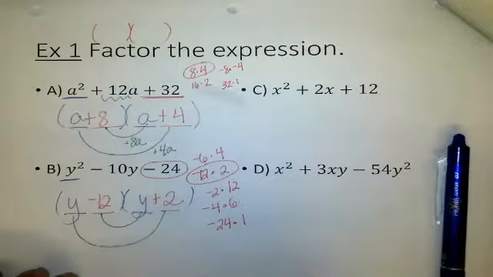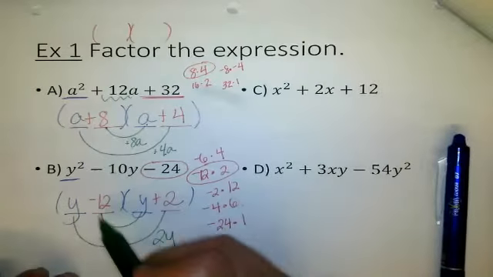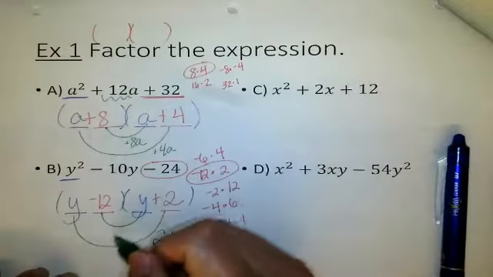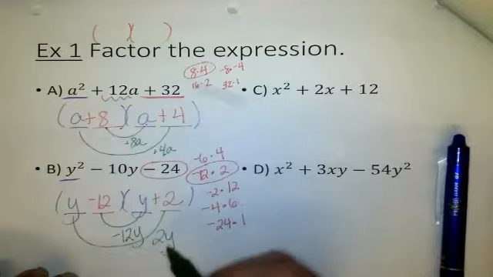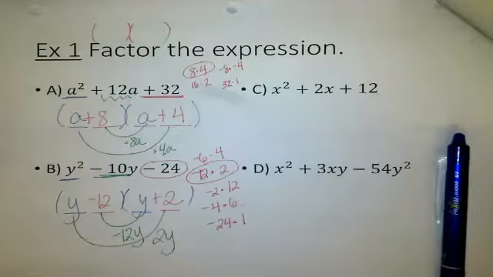All right. So when I check the rainbow, y times 2 is 2y. Negative 12 times y is negative 12y. And when you add those together, you get that middle term. So I know I did it correct. Okay?